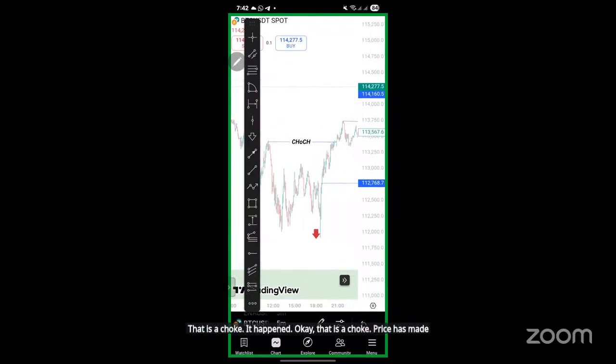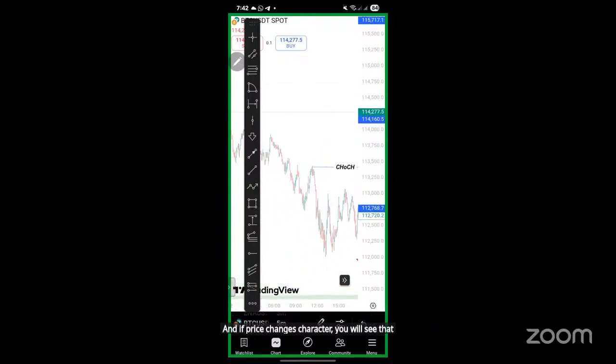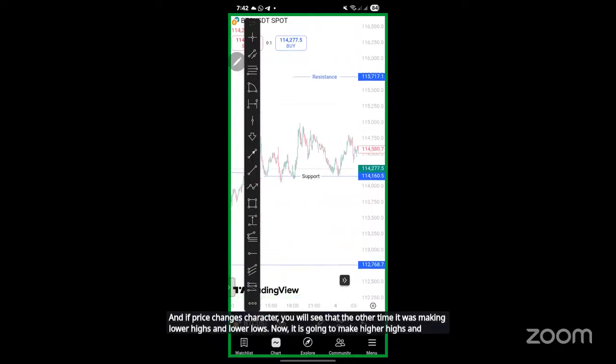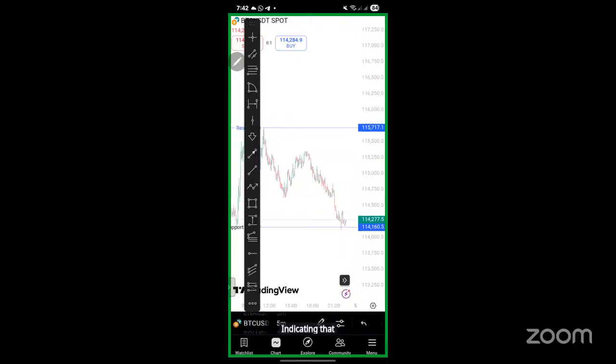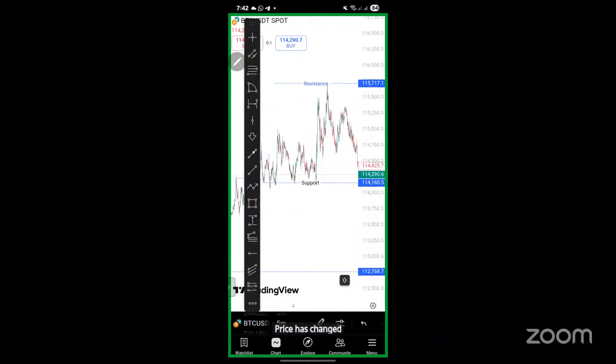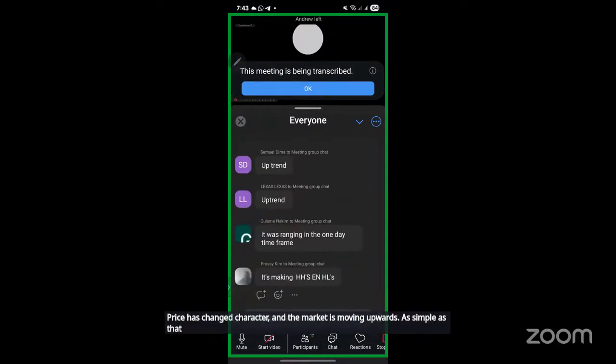Price has changed character. The other time it was making lower highs and lower lows. Now it is going to make higher highs and higher lows, indicating a trend shift, a trend change. Price has changed character and the market is moving upwards. As simple as that, unless you have anything to say.